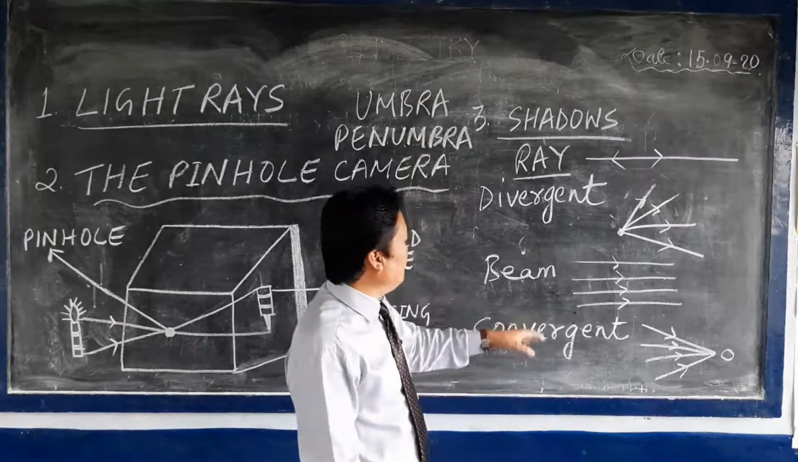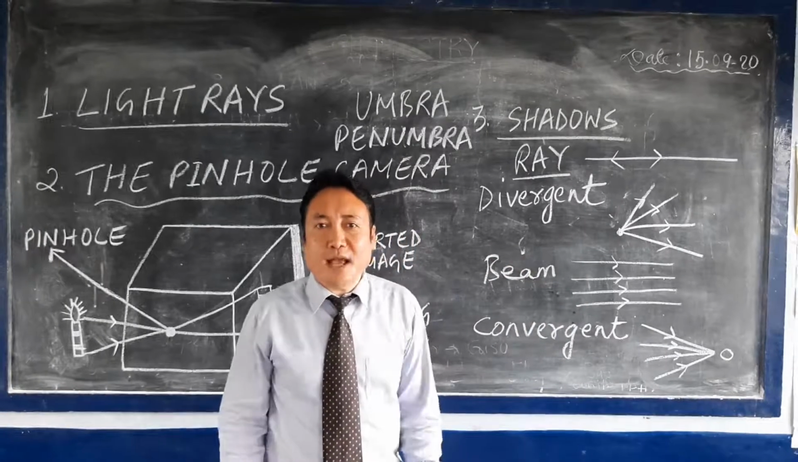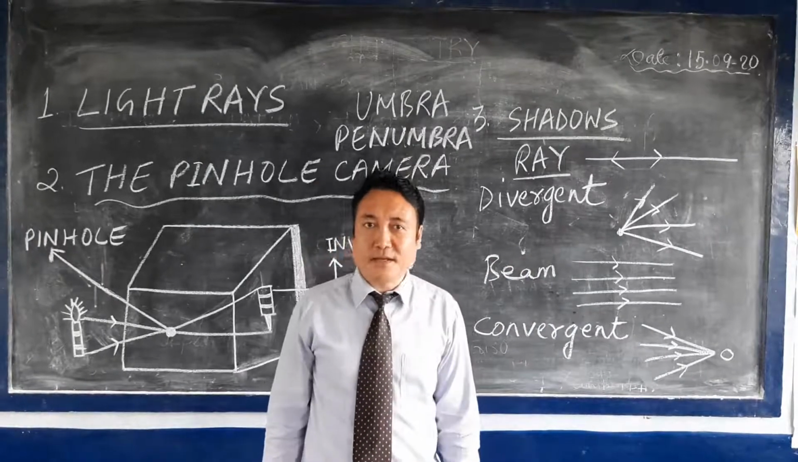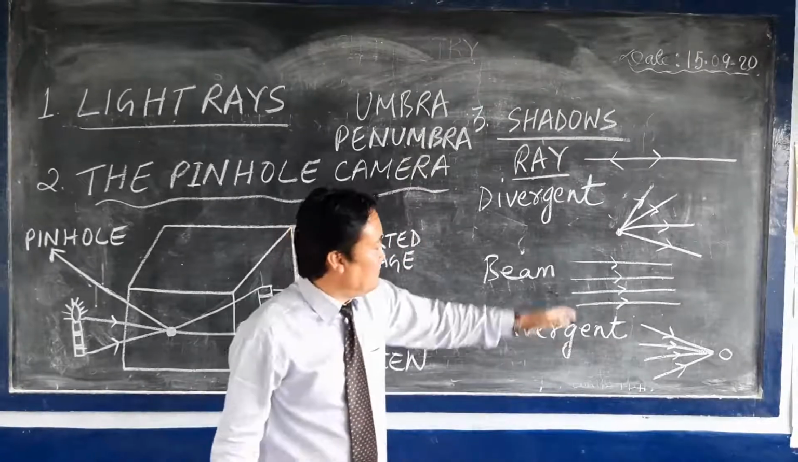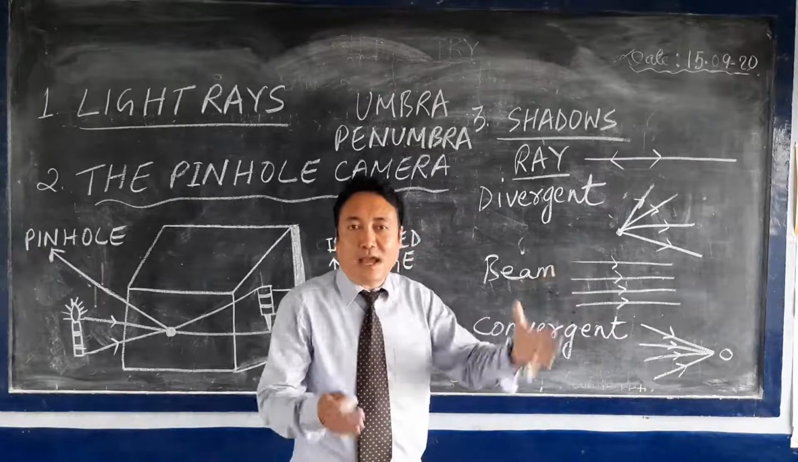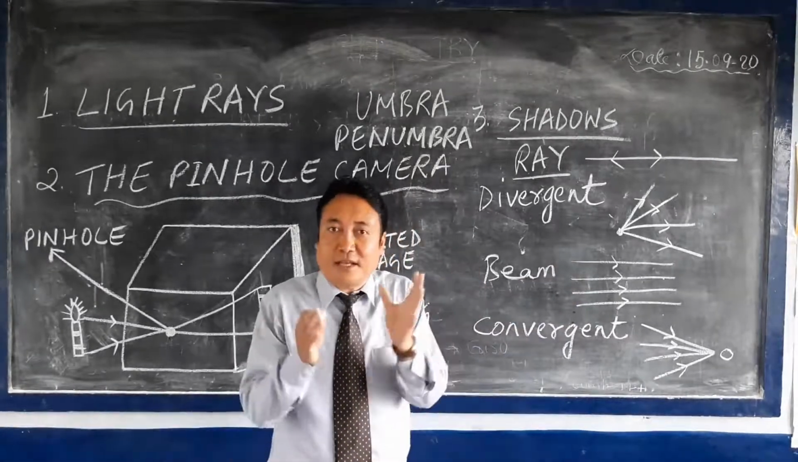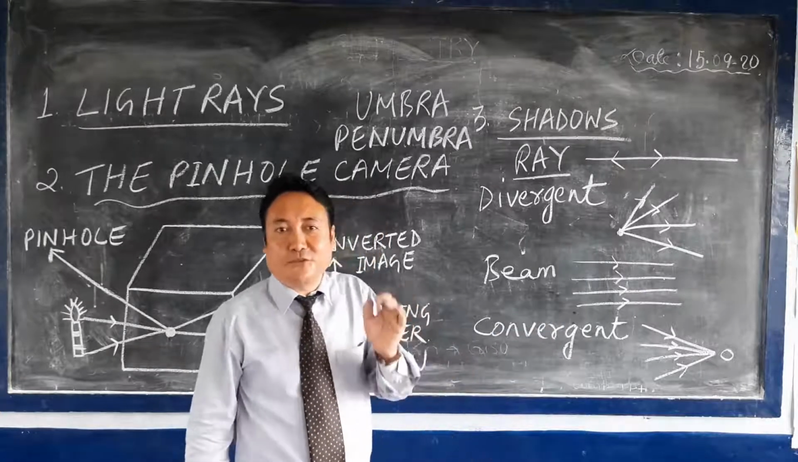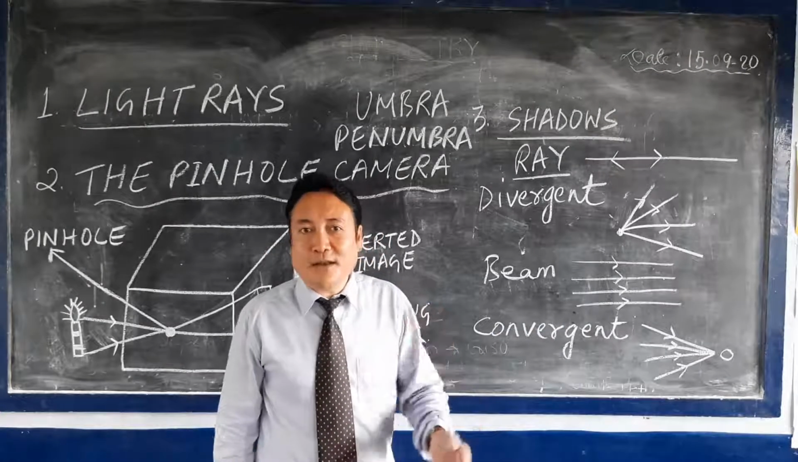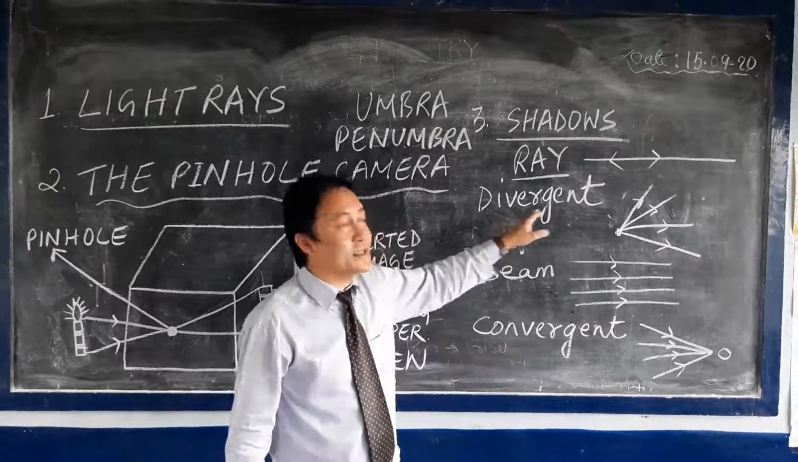Next one comes the beam of light. The collection of rays of light is known as a beam of light. Which means if I draw a number of rays together, 1, 2, 3, 4 rays I have drawn, this collection of rays of light is known as the beam of light. And the beam of light can be of three types. One is a parallel beam, second is the convergent beam, and third one is the divergent beam of light.